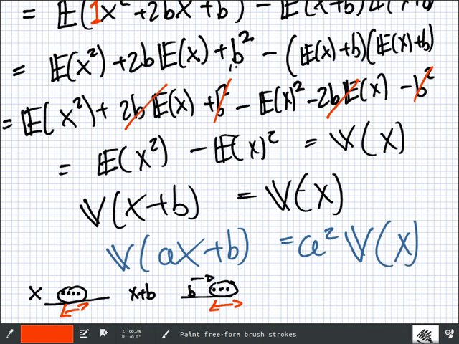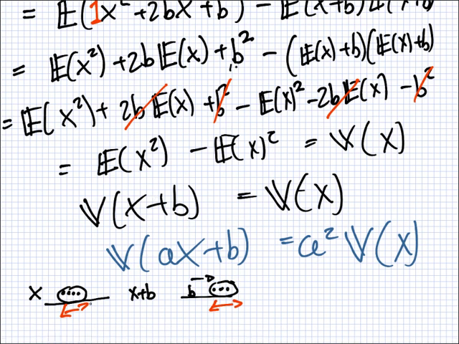So that's why it makes sense that the b has no effect, because variance measures how spread out something is. If x represented heights, and you add 2 centimeters to everybody's height, you don't change how spread out people's heights are. You don't change the distance between the tallest and the shortest. So it does make sense.